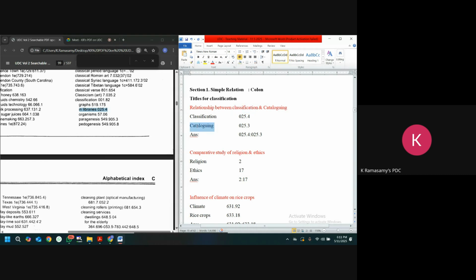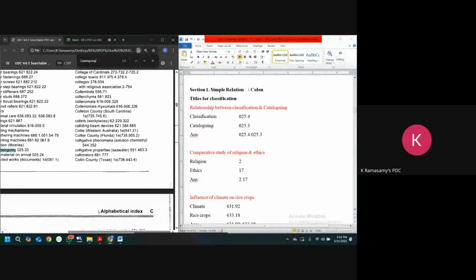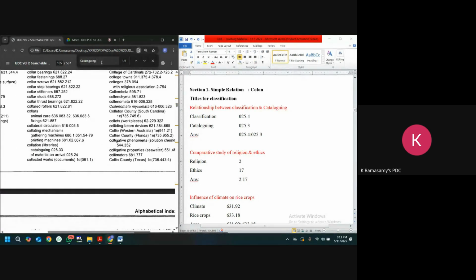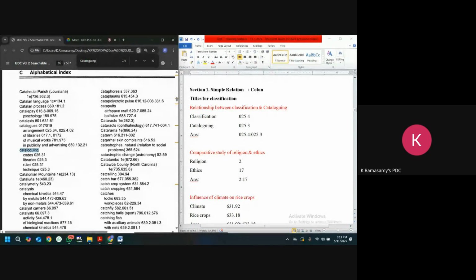Then what is the number for cataloging? I don't know, so let me go to the index and search for the term cataloging. It's given here: cataloging, libraries, 025.3. Now I need to form a UDC number which combines both these numbers.